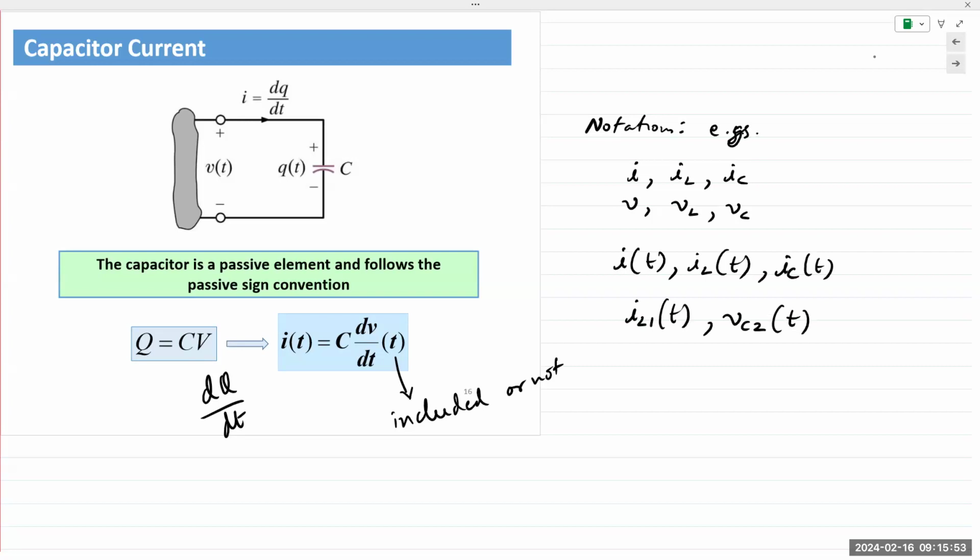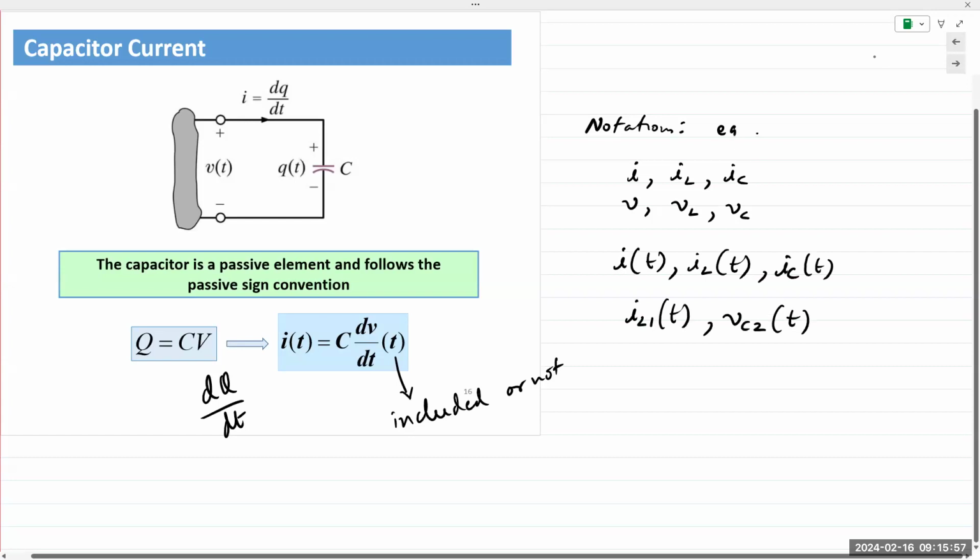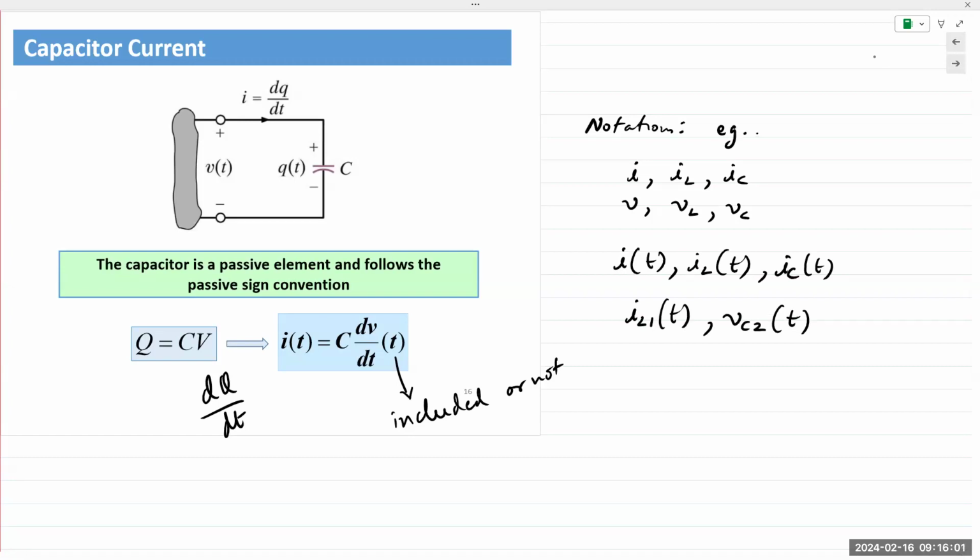Is that clear to everyone? Again, if the t is included or not, it is still a time-dependent function. Okay, it is still a time-dependent function.